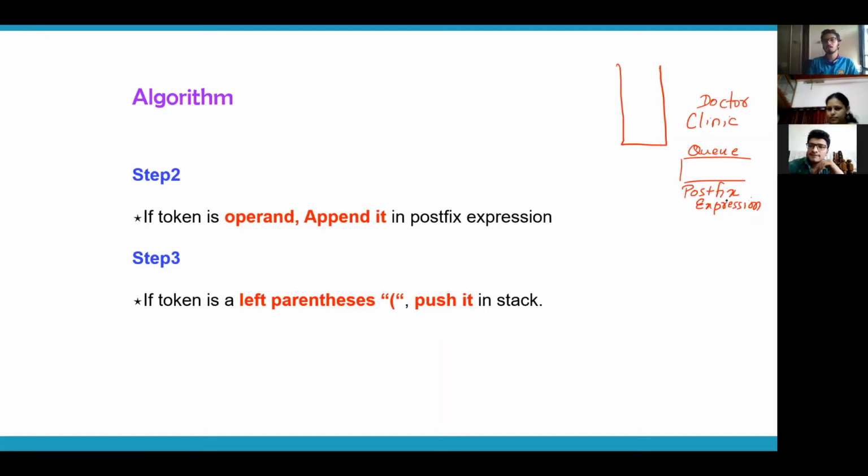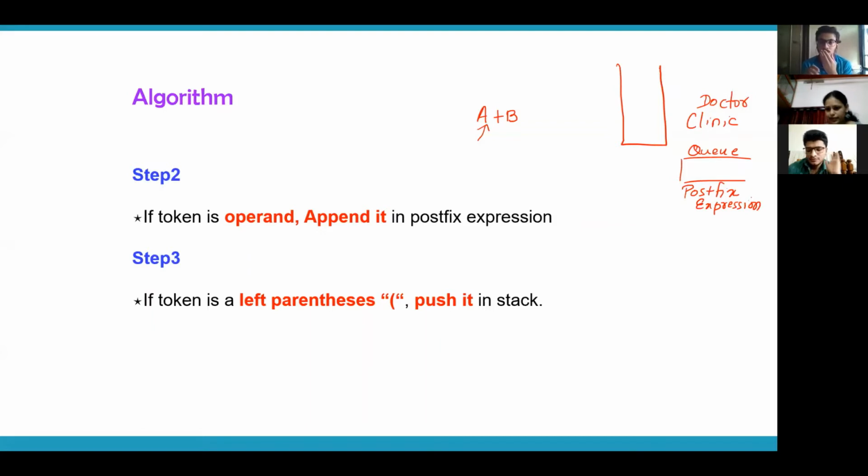Suppose this is your arithmetic expression, which you want to convert to postfix. You know that the postfix will be AB plus, right? Now just imagine you want to convert this expression into postfix. This person, what is this? Is this person an operand, operator or parenthesis? This is an operand, right? So operand means patient.